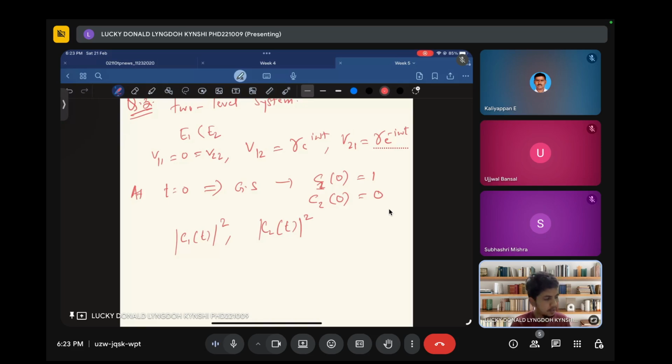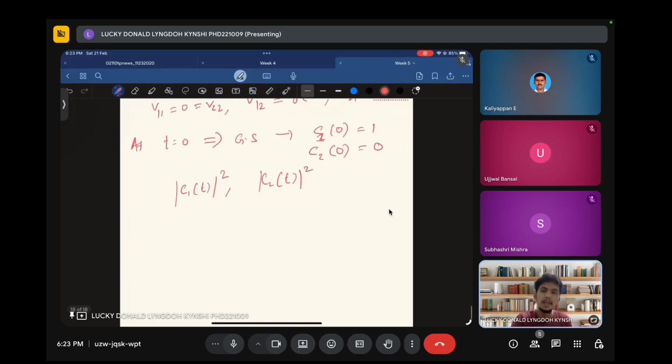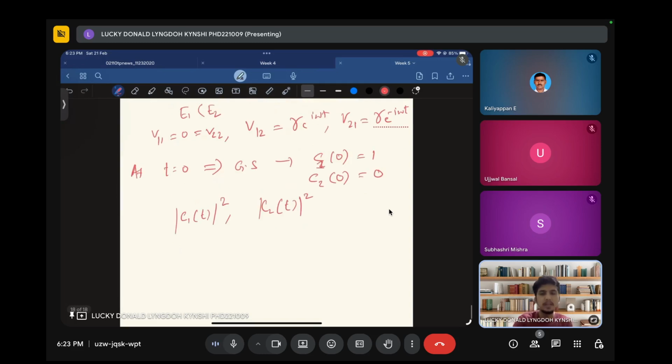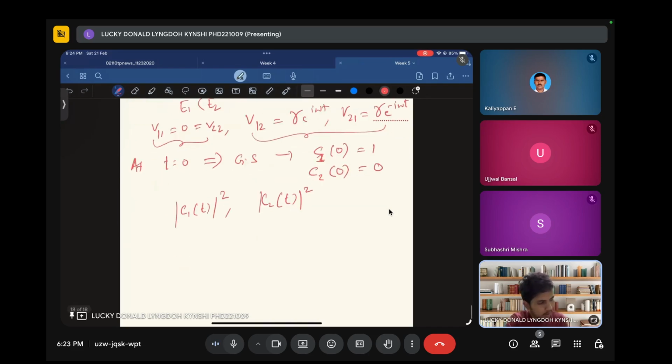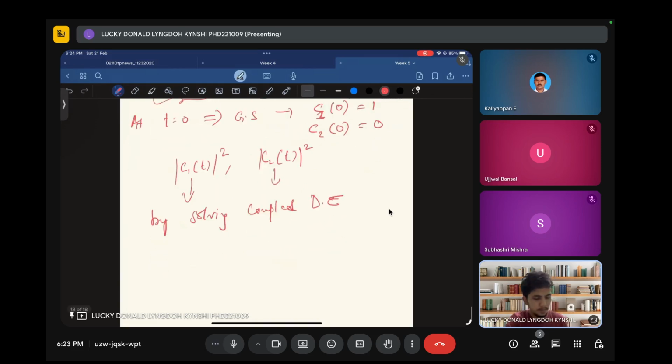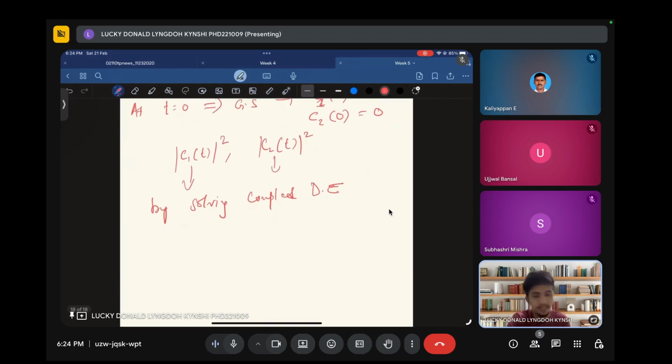And this is exactly a similar thing that we have done in the previous case. It is given to you, a two energy level system in which the energy E1 is less than the energy E2, and also your potential is given to you. What you need to do is find C1(t) and C2(t) by solving coupled differential equations. So the question is already there with you. I will not write this, it's lengthy.